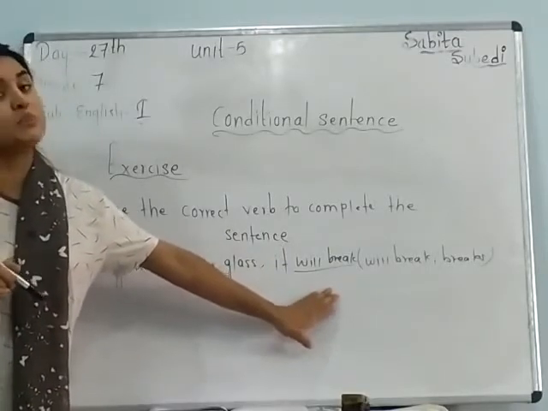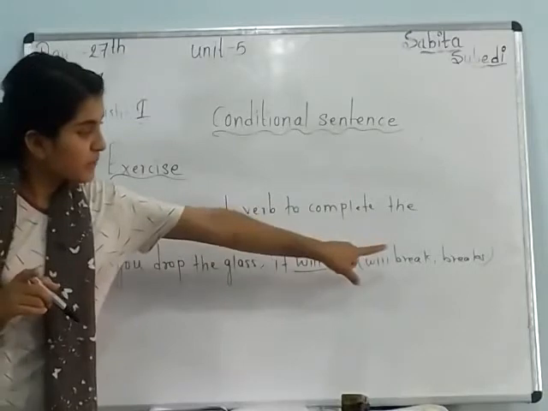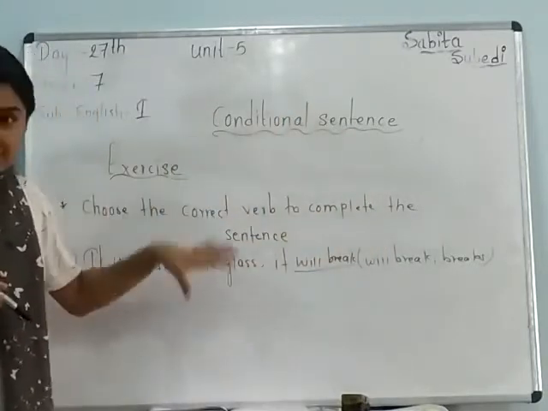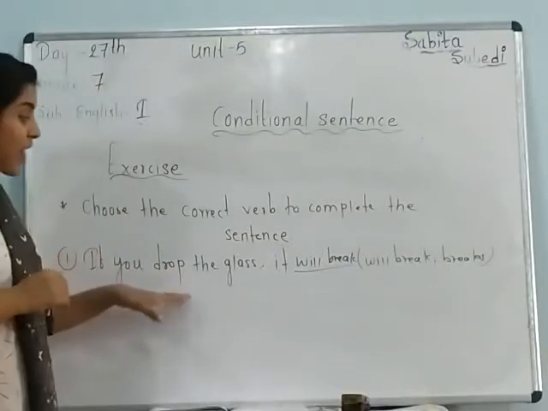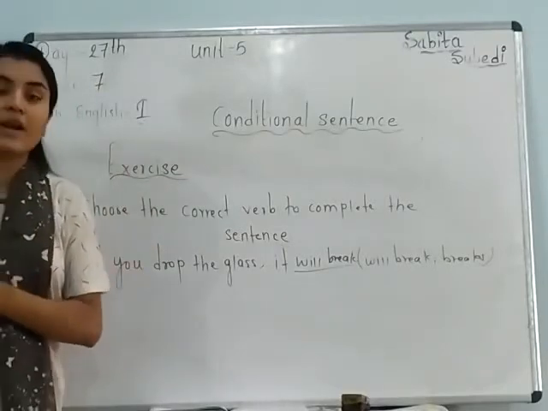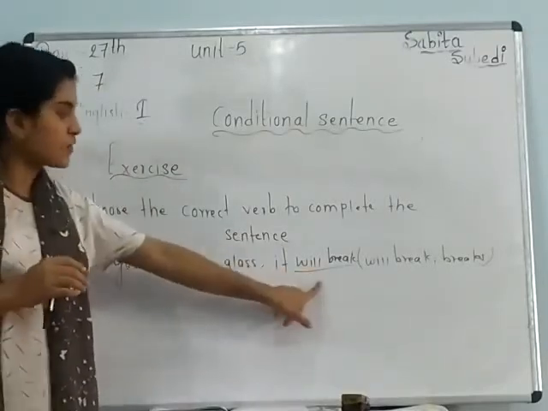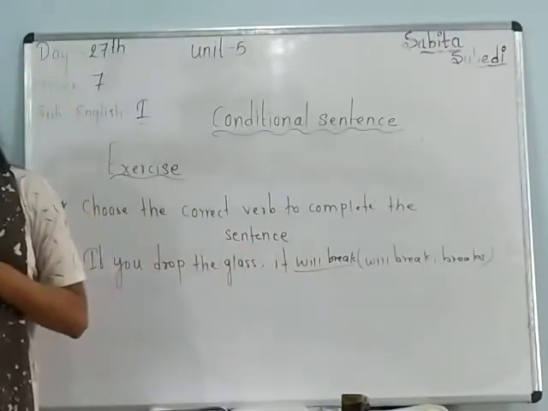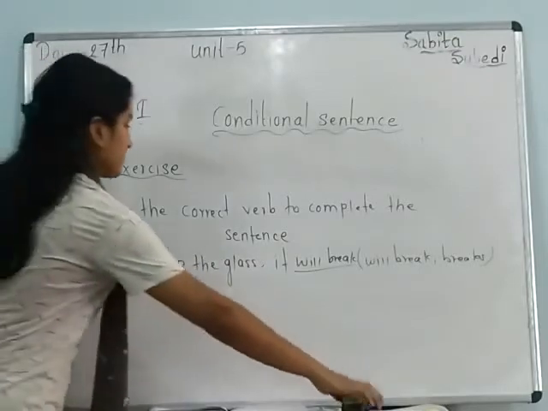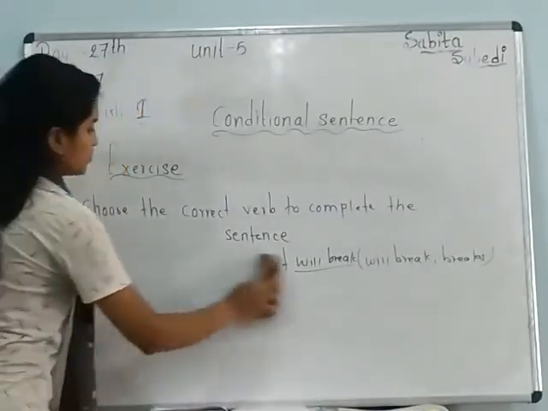If plus simple present, then again subject plus will, shall, can, may plus verb 1 plus object. We do not write breaks because it is not conditional type 0. It is conditional type 1. That's why in the main part we have this structure, will plus verb 1. Got it? Now let's see question number 2.